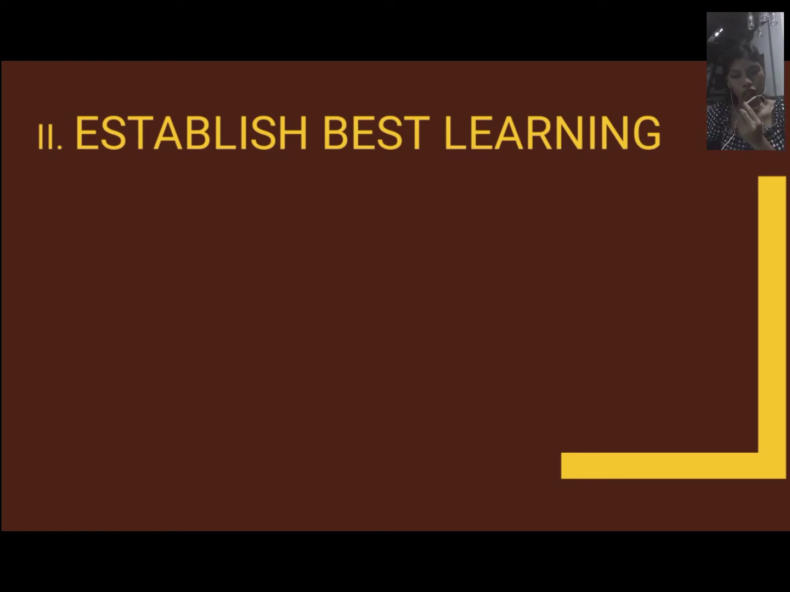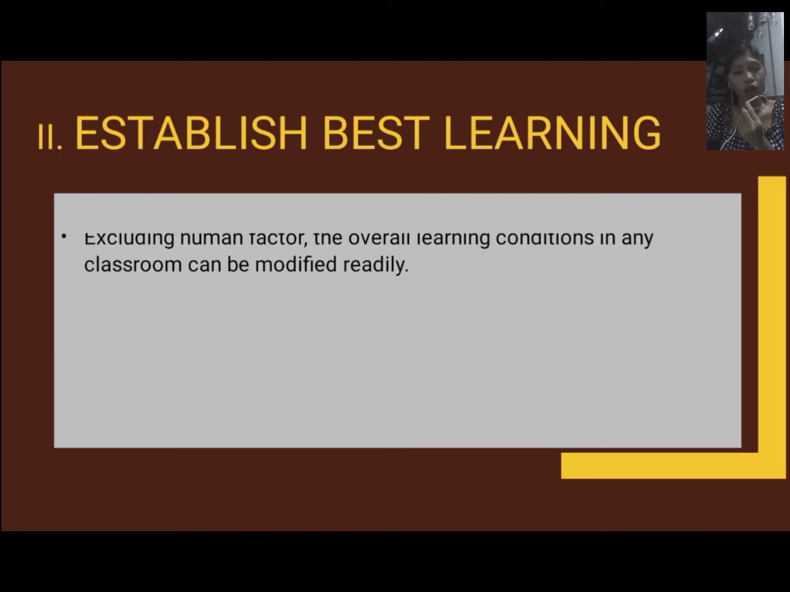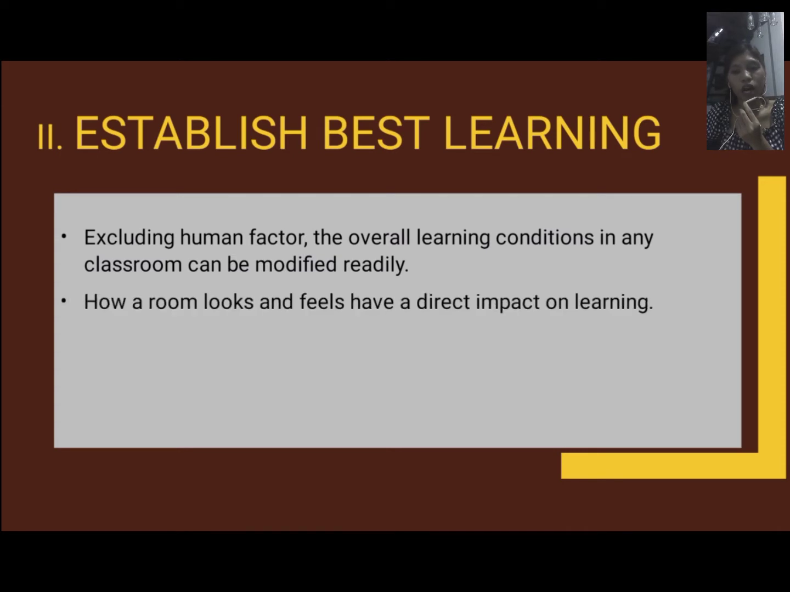Establish the best learning. It goes beyond smiling and welcoming them. Although important, we need to find a way to connect with every student. Excluding the human factor, the overall learning conditions in classrooms may be modified visually, and how a room looks and feels has a direct impact on learning. Students with special needs must be given priority.